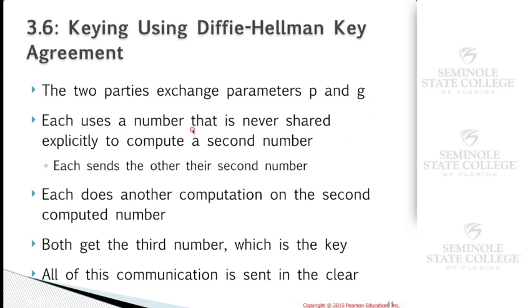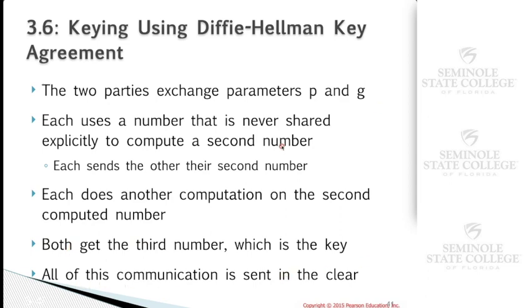And each uses a number that is never shared explicitly to compute a second number. So, for example, Bob chooses a number called Bob's number and Alice chooses a number called Alice's number, okay? And the way this works is, they would only need to send each other P and G, but they never send Bob's number and Alice's number over the line, but they can actually now get to that exact same key using this, okay?